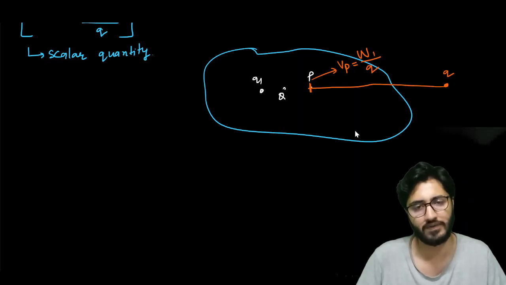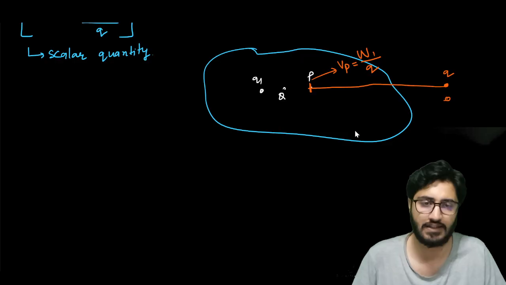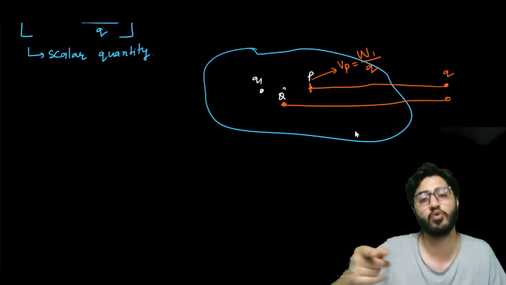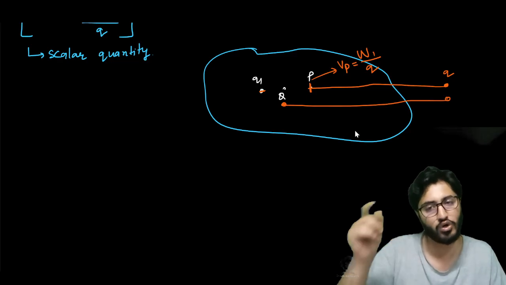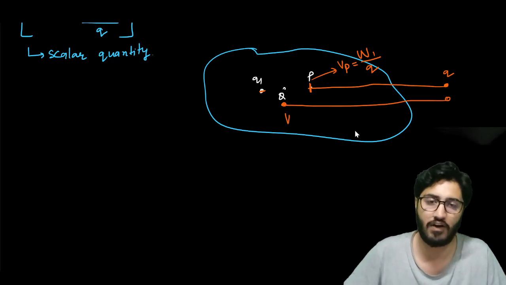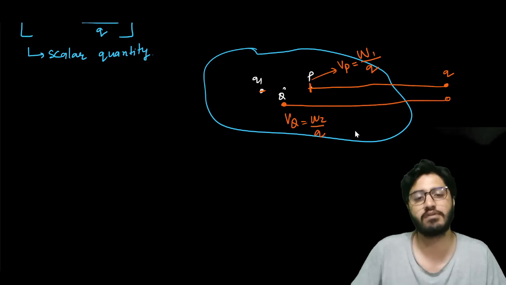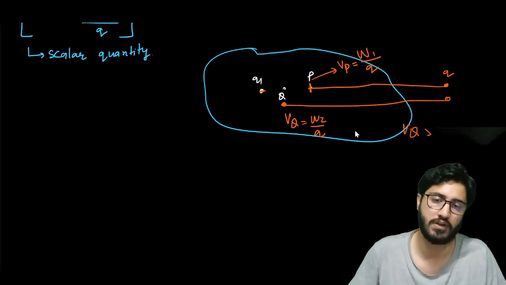Work done. Now, same, if I take the charged particle from this point to this point, I have to apply more force. Why? Because it is closer to Q1, so there is more repulsion to overcome, so more external force. So I will have VQ, which is W2 by Q. Which one will be more? VQ will be more than VP.